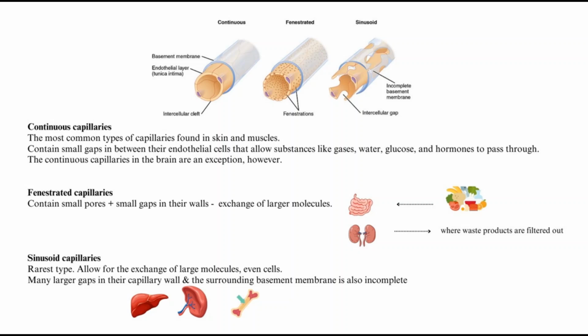Third is the sinusoidal capillaries. These are the rarest type of capillary. Sinusoid capillaries allow for exchange of large molecules, even cells. They're able to do this because they have many larger gaps in their capillary wall. The surrounding basement membrane is also incomplete with openings in many places. These types of capillaries are found in certain tissues, including those of your liver, spleen, and bone marrow. In your bone marrow, these capillaries allow newly produced blood cells to enter into the bloodstream and begin circulation.